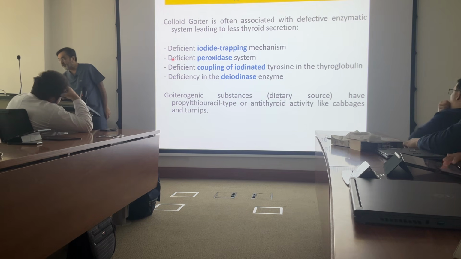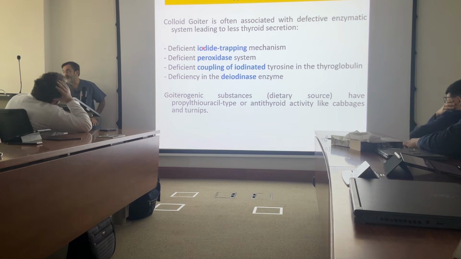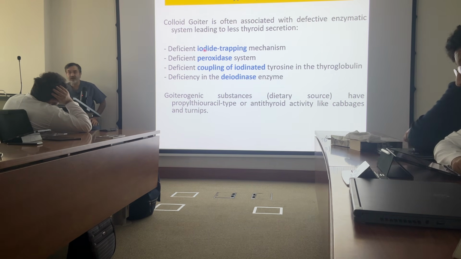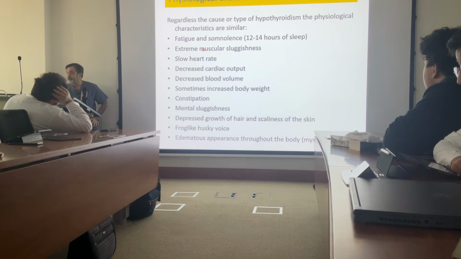Colloid goiter is often associated with a defective enzymatic system. You have deficient iodine trapping, the peroxidase system has a problem, coupling of iodine has a problem, or there is deficiency of deiodinase enzyme. Most commonly this is because of goitrogenic substances in the dietary sources which have propylthiouracil-type properties, which can block peroxidase or iodine trapping or whatever.